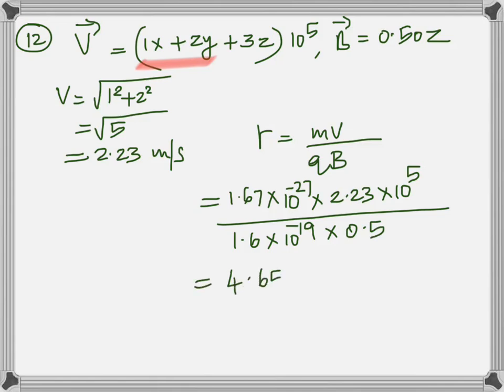When you put in all the numbers, you get 4.655 times 10 to the negative 3 meter, which is approximately 4.7 millimeter.